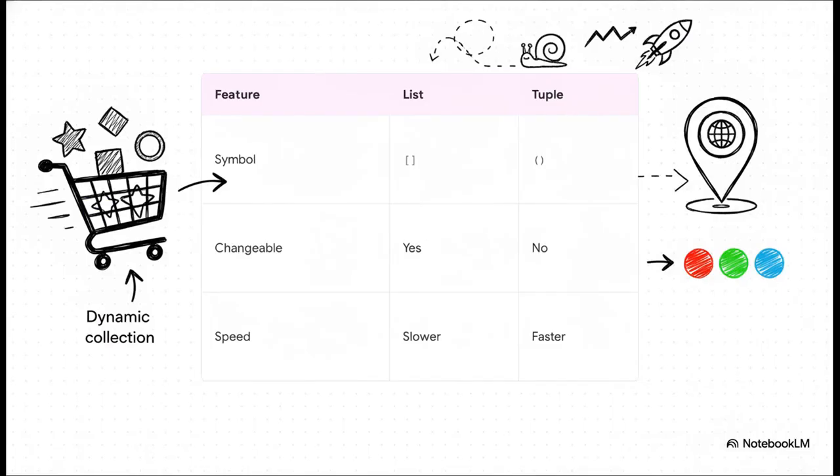When we compare the trade-offs side by side, lists use brackets and are changeable. But because Python has to manage all that flexible memory in the background, they are slightly slower. Tuples use parentheses and are permanently locked, which allows Python to process them much faster. You'll want to use lists for dynamic collections, like a user shopping cart, but you use tuples for fixed data, like the exact coordinates of a city on a map, or RGB color values. Using the right one makes your code safer and way more optimized.